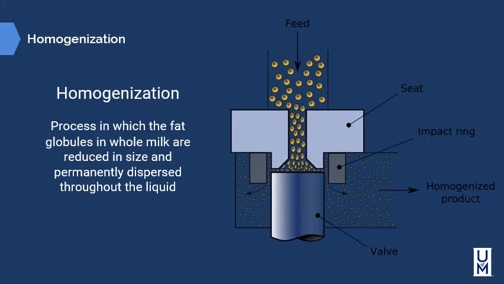Homogenization is the process in which the fat globules in whole milk are reduced in size and permanently dispersed throughout the liquid. You can see from the diagram where the larger fat globules will pass through a restrictor of some kind and then into a sieve, which forces the globules into smaller and smaller pieces. This allows for the fat to stay distributed throughout the liquid of the milk.